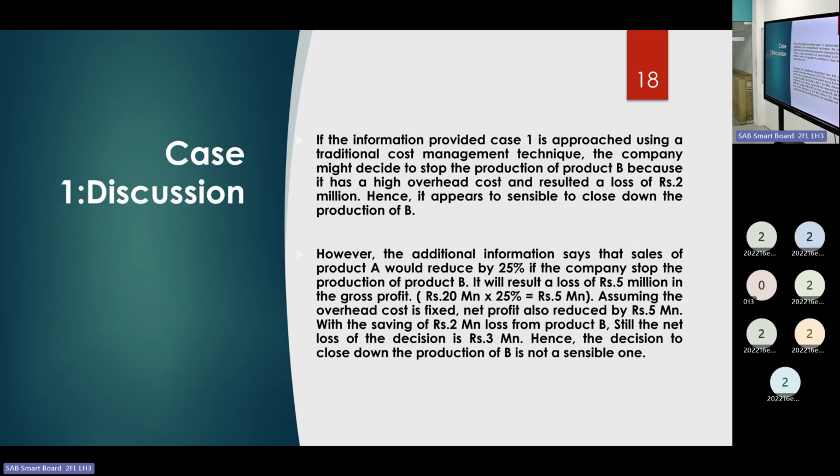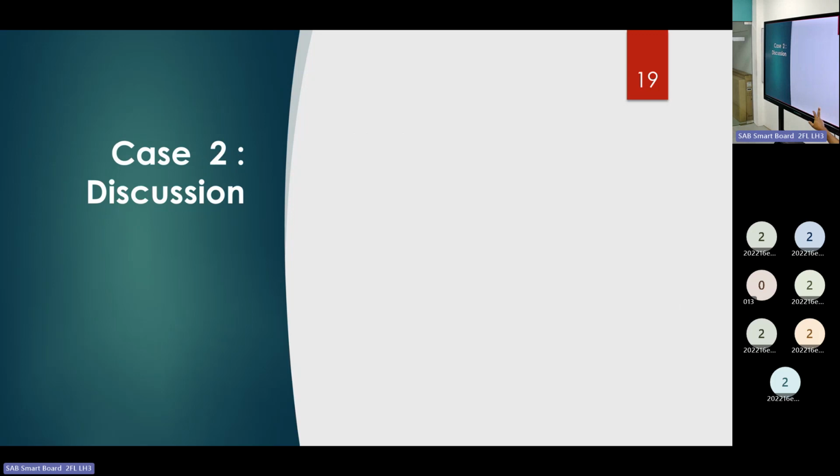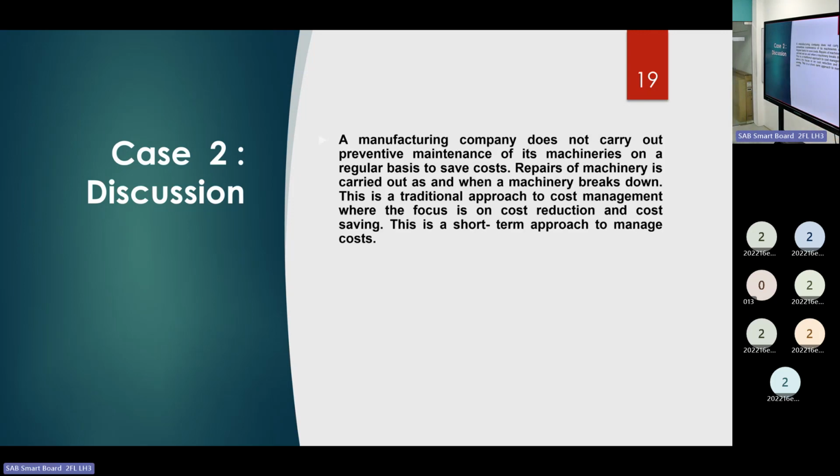Profit decreased by 25%. So the 5 million decrease of the profit of A. But we are saving only 2 million loss from B. B will lose 2 million. So by discontinuing B, you are saving the 2 million loss. But on the other hand, we are incurring an additional 5 million. So overall, from the company perspective, there is a 3 million negative, right? So you should not drop the product B, even though it is loss making. That is the strategic cost management decision.